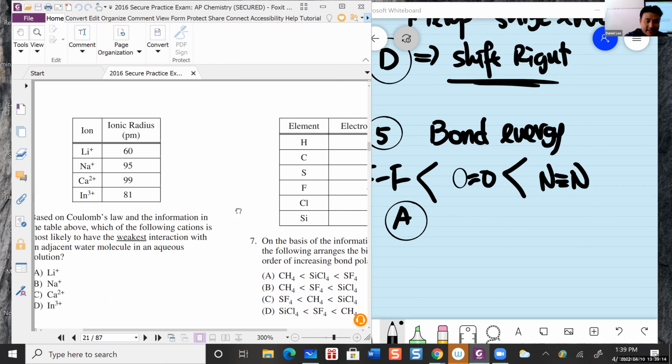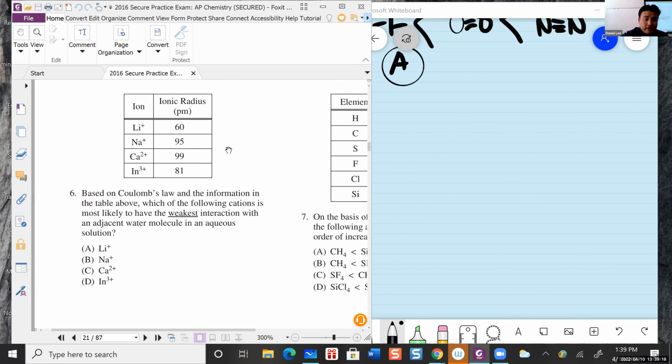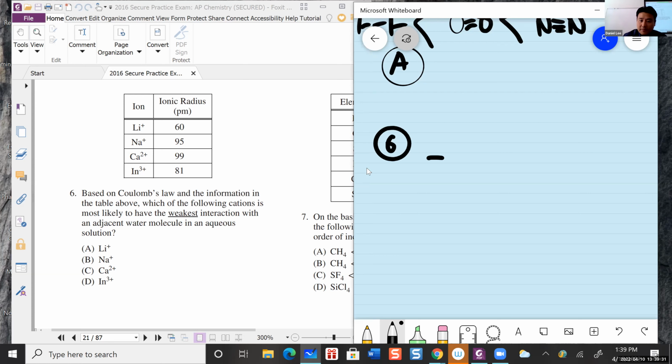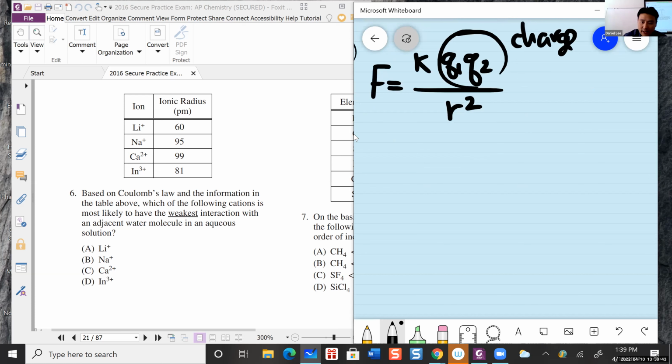All right, number six. Number six has to do with Coulomb's force. You see these ions, they give you the radius, and the question is Coulomb's law, which is the charge versus the distance, right? So you want to have the weakest Coulomb's force. So again, Coulomb's force has to do with k, Q1, Q2, which are the charges, and then the distance of separation, yeah? So r squared. Okay, so r squared is the distance between the charges.